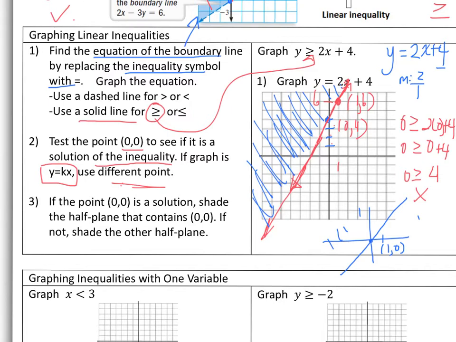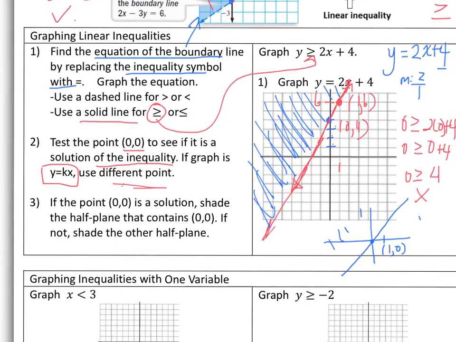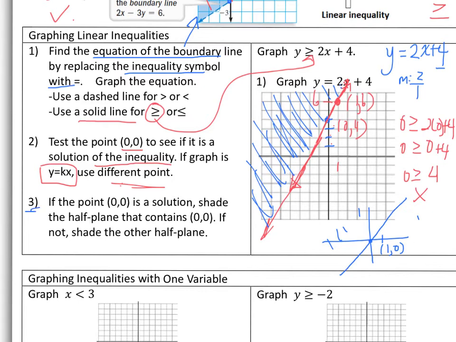So here, step 3, I have illustrated step 3 here. If the point 0, 0 is a solution, you shade the half plane that contains 0, 0. If not, then you shade the other half plane, which is what I did here. The other half.